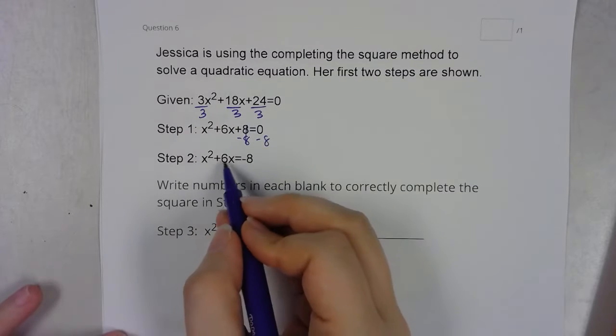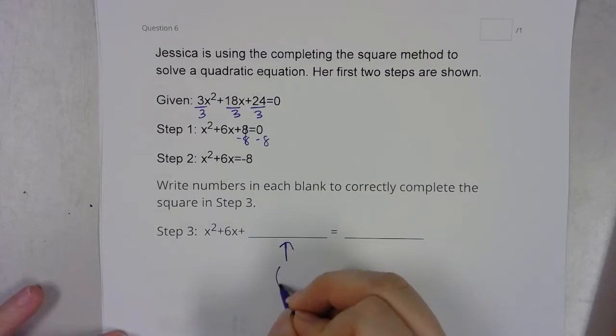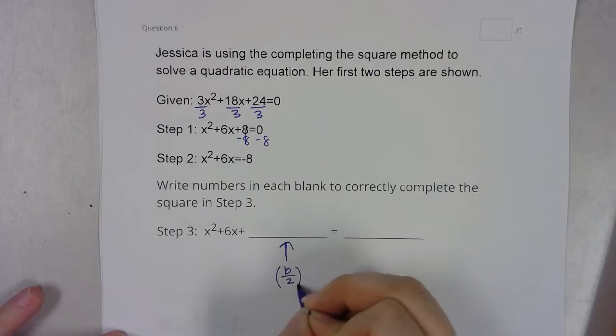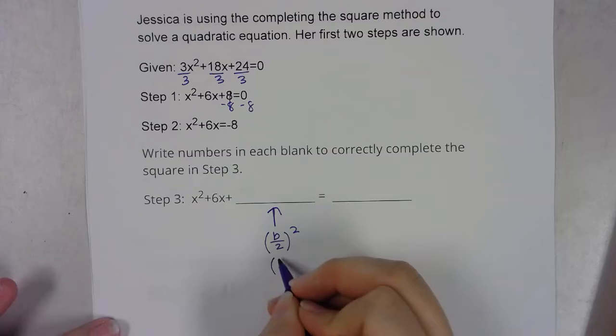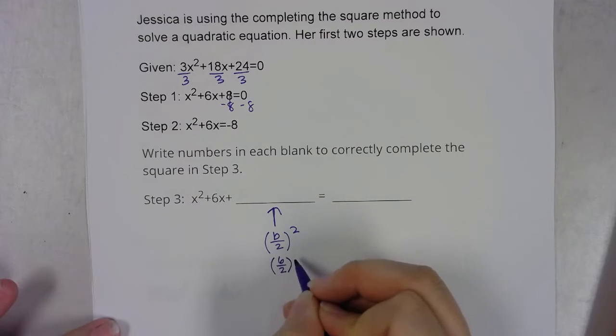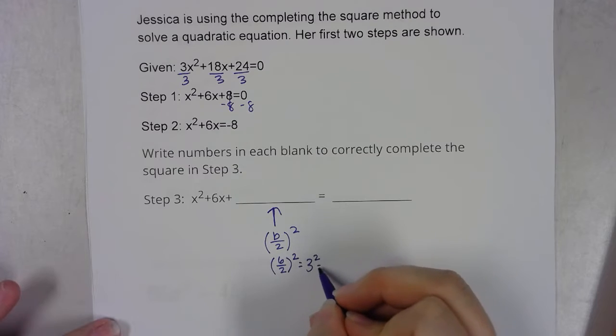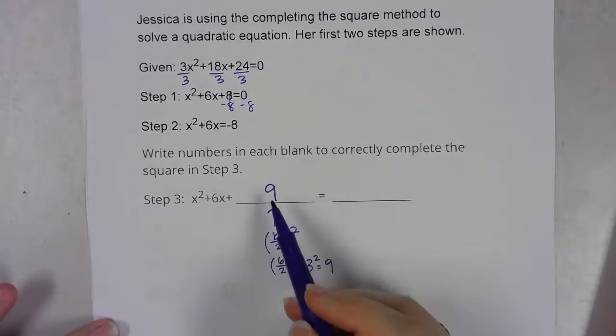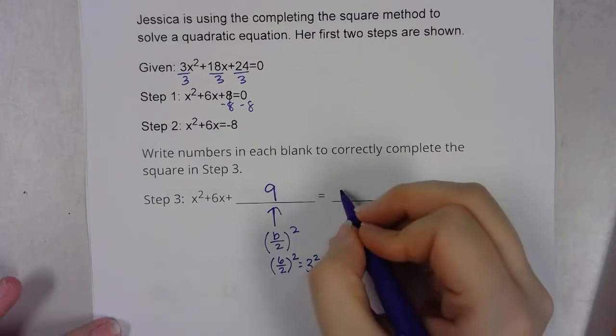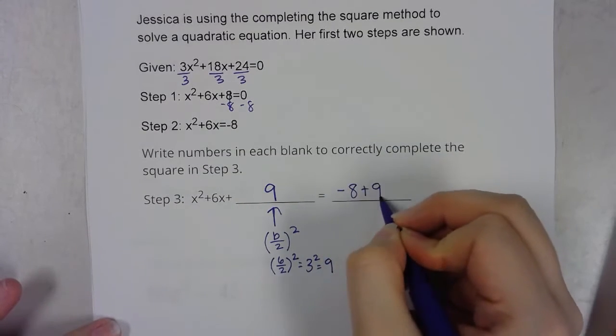Now, remember, this missing value is going to come from halving b and squaring it. So take that b term, half it, and square it, which would mean in this case I have 6 divided by 2 squared. So 6 divided by 2 is 3, squared is 9. So this is 9, but I can't add 9 to this side without adding 9 on this side as well.